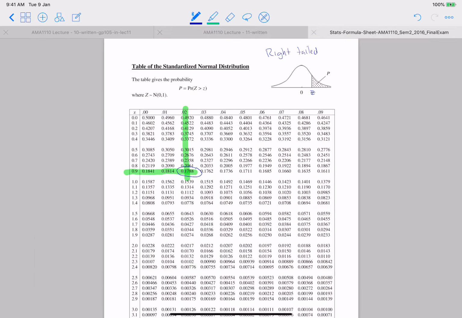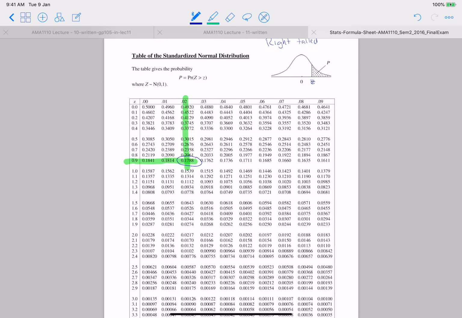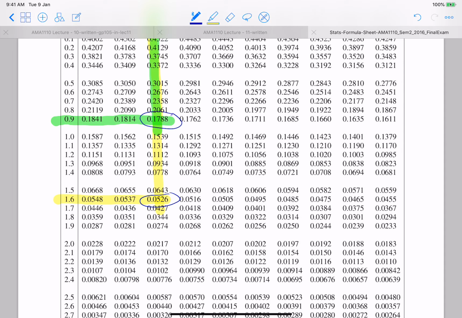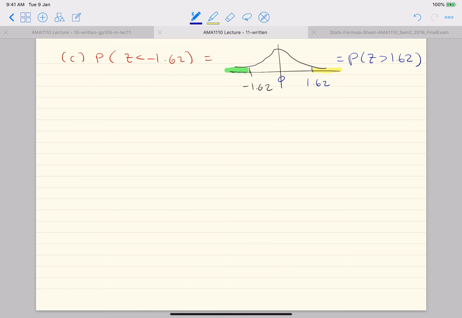And we can find this out here. We look for 1.6. 1.6 is here, and then we go across, and then we go down to 0.02, so that intersects at 0.0526.